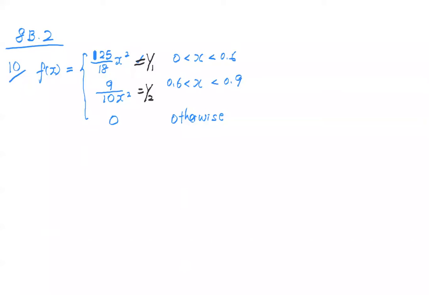Done. Go to window. Set the domain, 0 is minimum, 0.9 or 1 as a maximum. Then try to do a zoom fit. After you do a zoom fit, you do some adjustment, please, so that you can have a clear picture of the diagram.